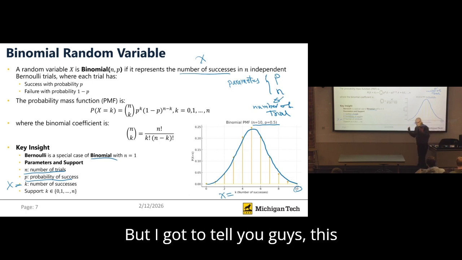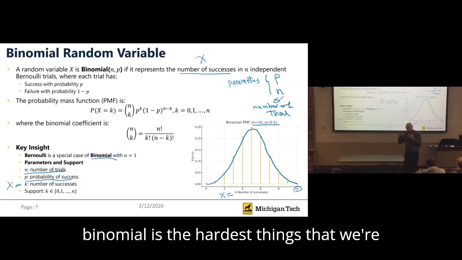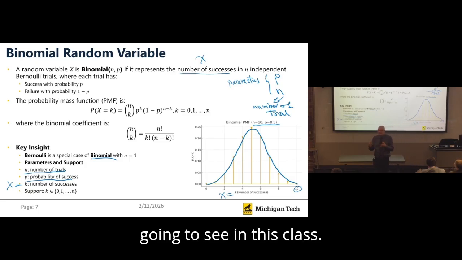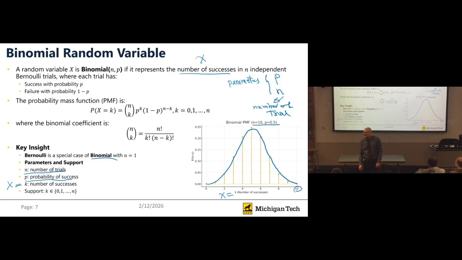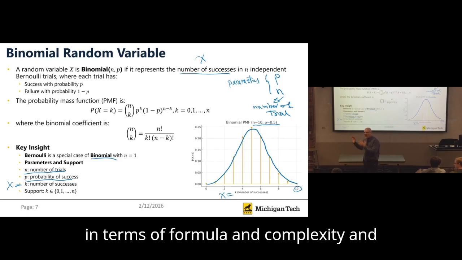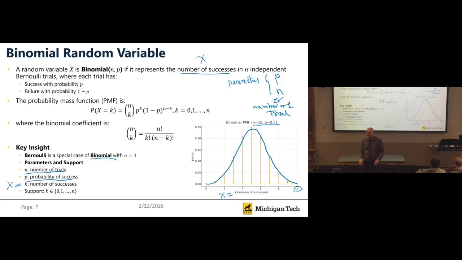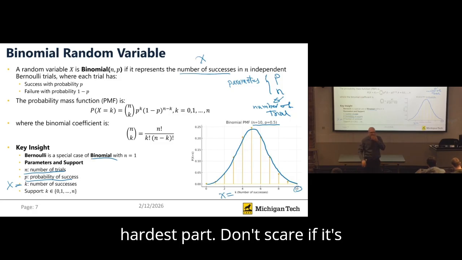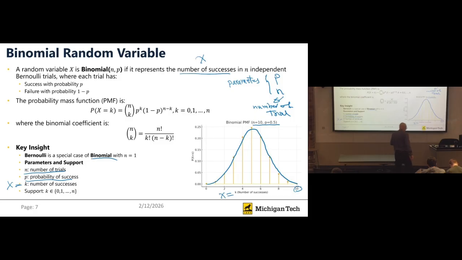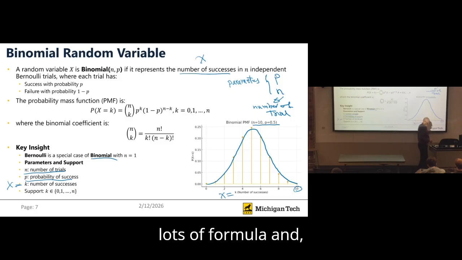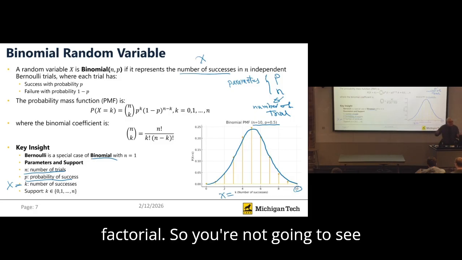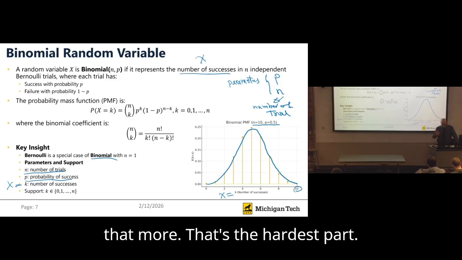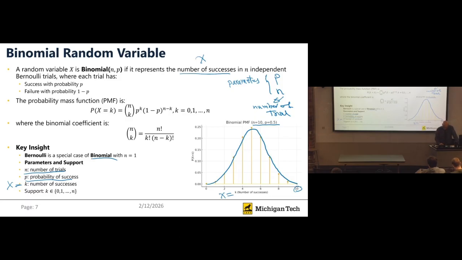I'm going to tell you guys, this binomial is the hardest thing that we're going to see in this class, in terms of formula, complexity and combinations. Don't be scared if there are lots of formulas and factorials. You're not going to see that more. That's the hardest part. Okay.